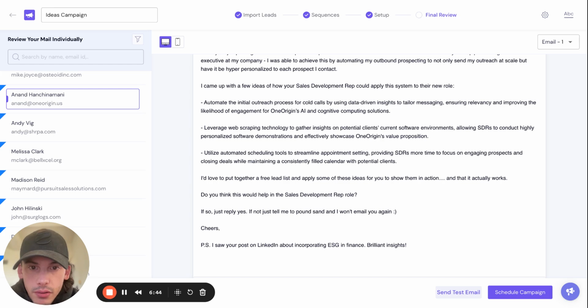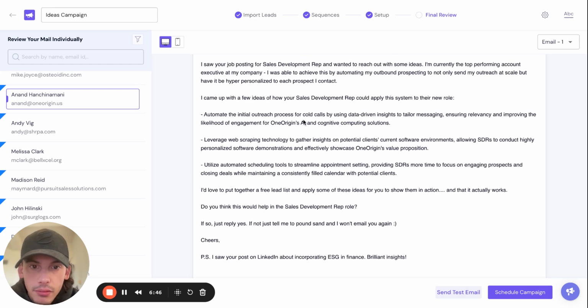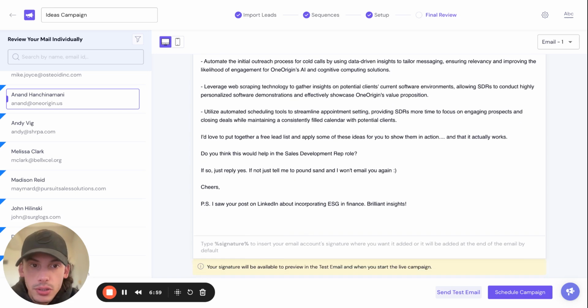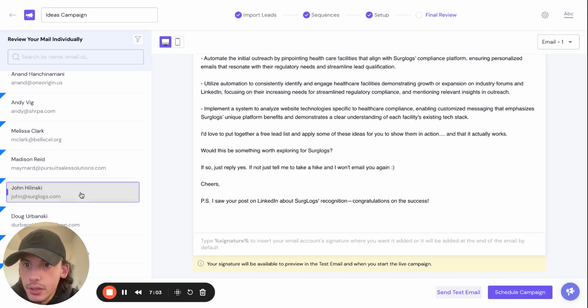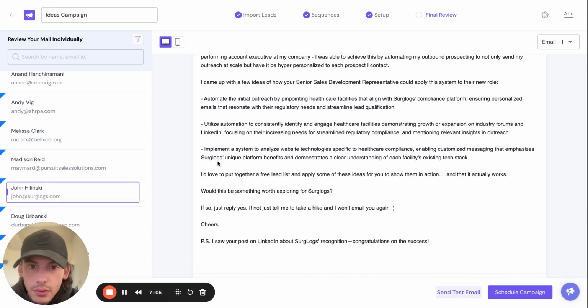Let's see. Automate initial outreach process for cold calls by using data-driven insights to tailor message, ensuring relevancy and improving the likelihood of engagement for One Origin's AI and cognitive computing solutions. Wow. Yeah, so this is pretty in-depth stuff.